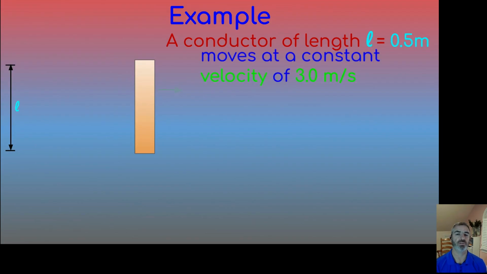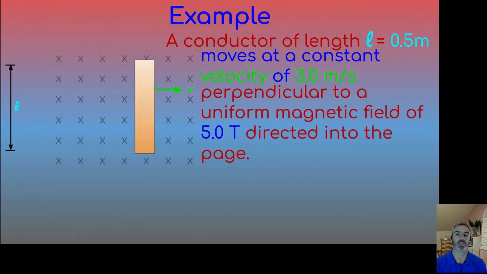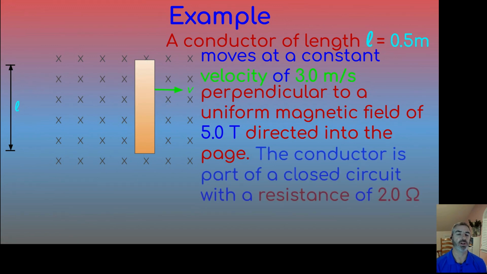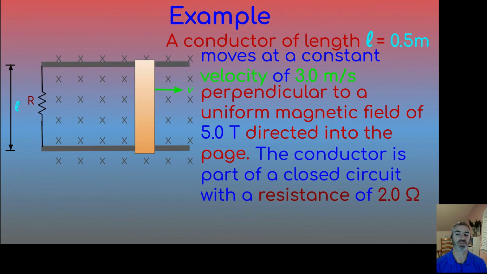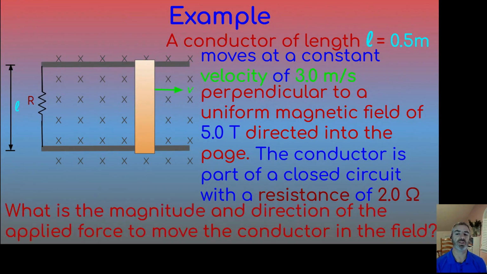Now, looking at our final example in this video, we have a conductor that has a length of 0.5 meters, and it moves at a constant 3 meters per second through a magnetic field that's perpendicular to the direction of motion and has a strength of 5 Tesla directed into the page. The conductor is part of a closed circuit with a resistance of 2 ohms. And we want to know what is the magnitude and direction of the applied force to move the conductor in the field.